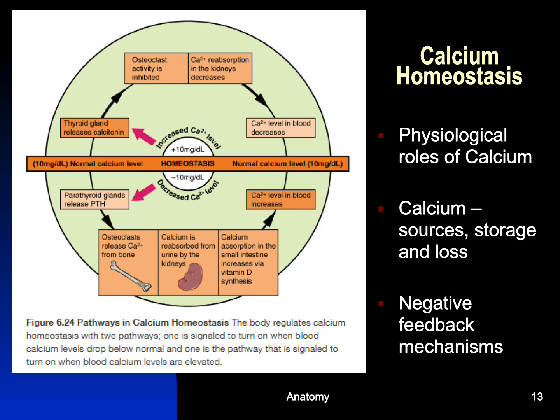If calcium levels in the blood fall, another gland, the parathyroid gland, releases parathyroid hormone. And parathyroid hormone will cause the release of calcium from the bone. The cells that do this are called the osteoclasts, and that will help restore the level of calcium back to normal. Parathyroid hormone also causes the kidneys to be better at reabsorbing calcium from urine, and it causes the intestine to be better at absorbing calcium from food.